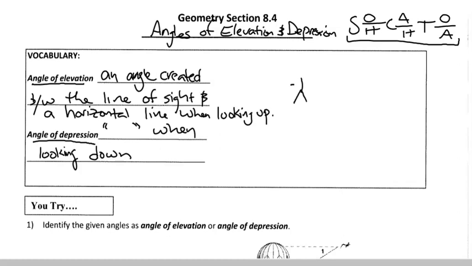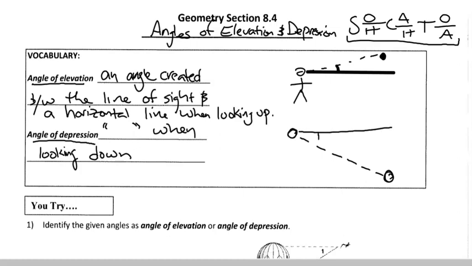If we had a person standing here and he was looking at something up in the sky, there's something called the line of sight, which is this, and then we have a horizontal line. Here is a horizontal line. The angle between those two things, this right here, is called the angle of elevation. Now, angle of depression would be if you had something that was higher than another thing. You would have a line of sight, and then you would have a horizontal line, and this right here would be your angle of depression.